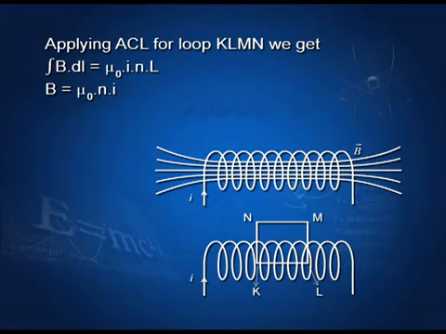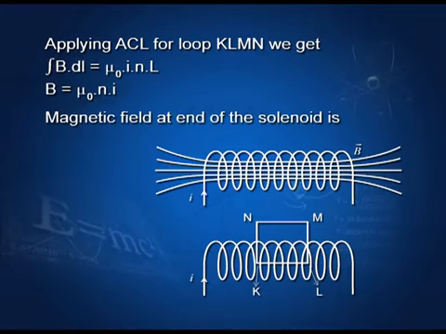If we have to calculate the magnetic field at the end of the solenoid, then we observe that the magnetic field close to the end of the solenoid is half of the total magnetic field. That means the magnetic field at the end will be equal to mu naught n I divided by 2.